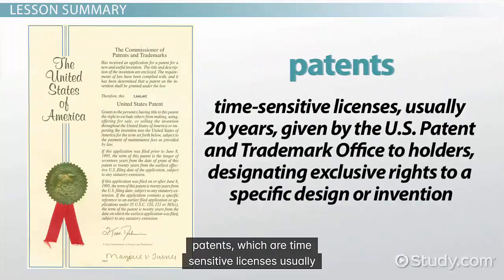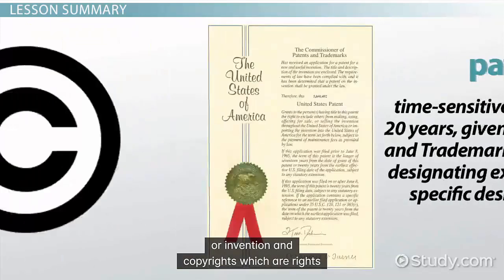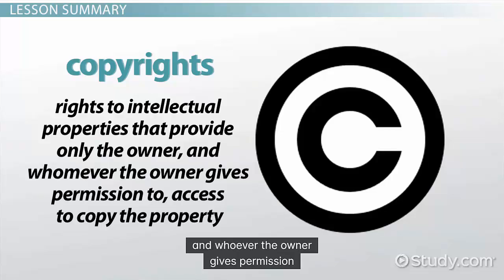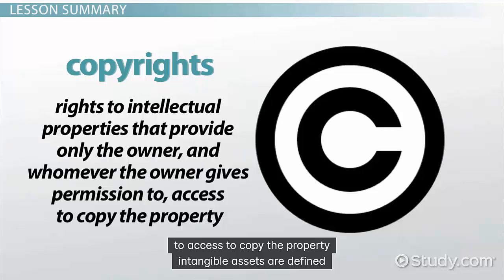Examples of intangible assets are goodwill, which is an intangible asset that includes customer base, brand recognition, and proprietary technology. Patents, which are time-sensitive licenses, usually 20 years, given by the U.S. Patent and Trademark Office to holders designating exclusive rights to a specific design or invention. And copyrights, which are rights to intellectual properties that provide only the owner and whoever the owner gives permission to access to copy the property.